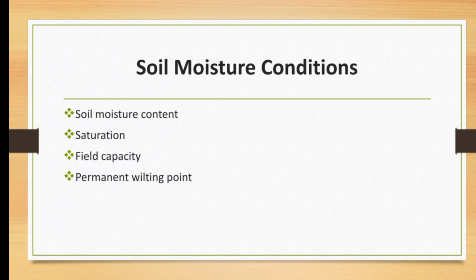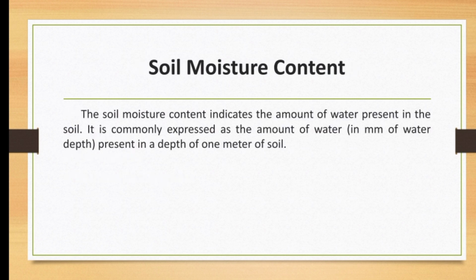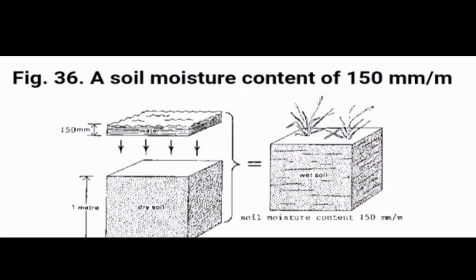These are the soil moisture conditions. Soil moisture content. The soil moisture content indicates the amount of water present in the soil. It is commonly expressed as the amount of water in mm of water depth present in a depth of 1 meter of soil. For example, when a water depth of 150 mm is present in a depth of 1 meter of soil, the soil moisture content is 150 mm per meter.